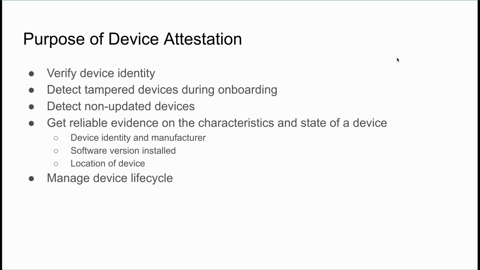Okay, so moving on, let's discuss the various uses of device attestation. As we already discussed, device attestation is used to verify the identity of a device. And also, in case a device is tampered with while getting onboarded, or the OS or the software installed in the device is not updated, device attestation can detect all those use cases. Device attestation is also used to send the various characteristics of the state of the device, like the device identity and the manufacturer details, the software version installed in the device, and at what location the device has been installed. All this information is nothing but the claims of the device. So all the claims of the device can be sent via device attestation. It is also used to manage the device lifecycle.